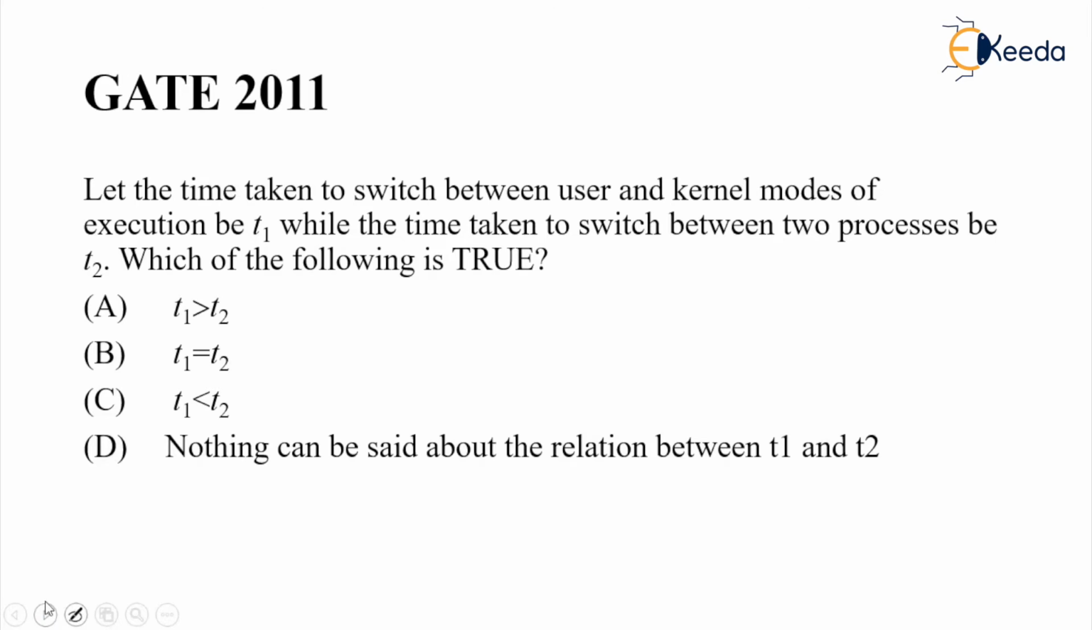Okay, repetition. Let the time taken to switch between the user and the kernel mode of execution be T1, while the time taken to switch between the two processes be T2. Which of the following is true? Okay, so between switching between the user mode and kernel mode, and switching between two processes.